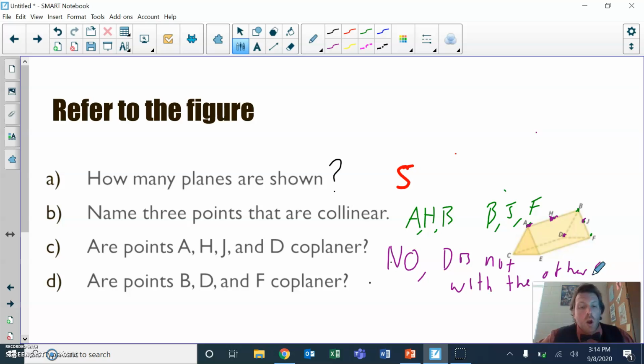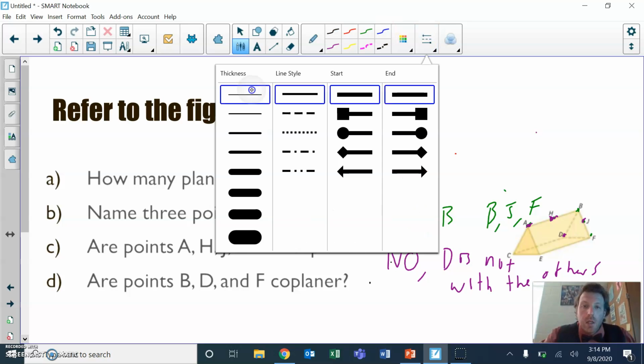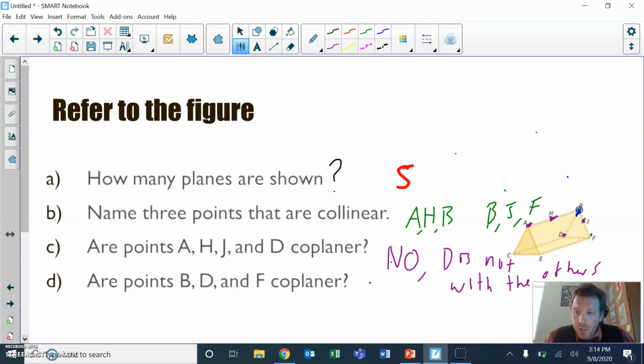All right, last one. Are points B, D, and F coplanar? All right, so in order for them to be coplanar, again, they have to be on the same plane. So let's just check it out and make sure. So I'm going to use a different color again real quick. Let's use blue. So let's take a look at B, D, and F. Well, all three of those actually form this plane here, and therefore they have to be on the same plane because they form that triangle. So that is a yes. They actually form that triangle.